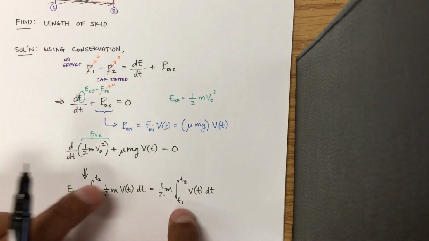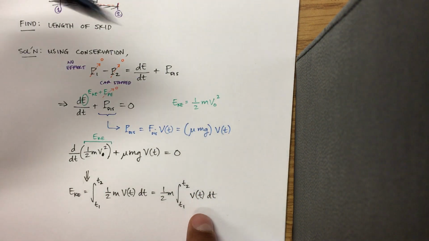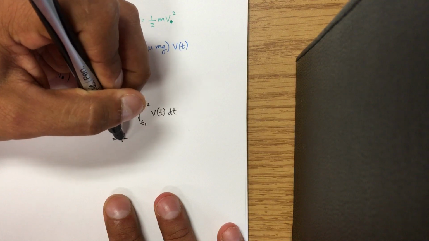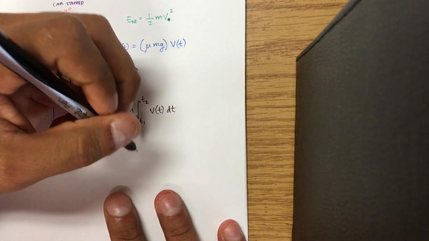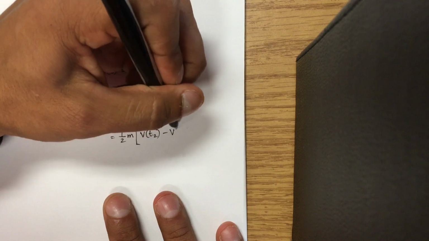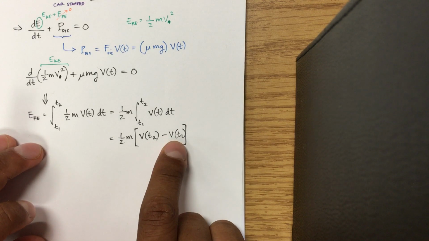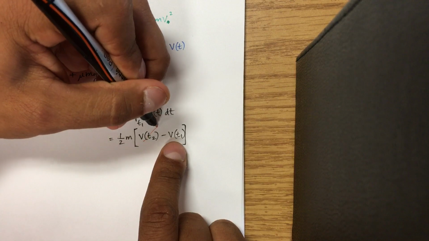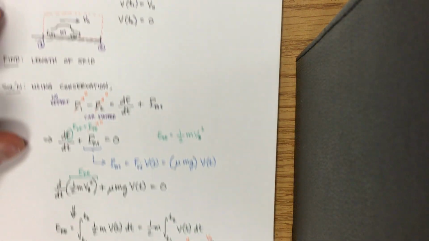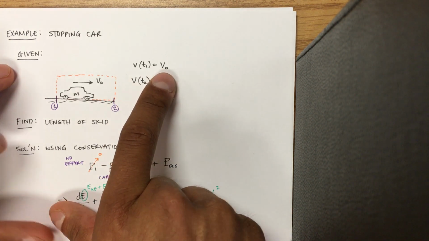Oh, okay, I see what I realized. This should be just V. We're going to integrate this. So when we integrate this, this is going to be 1/2 m, V at T2 minus V at T1. Now the velocity here at T2 is 0. The velocity at T1 is V naught. And we know this because right before the car applies its brakes at T1, the velocity is V naught.